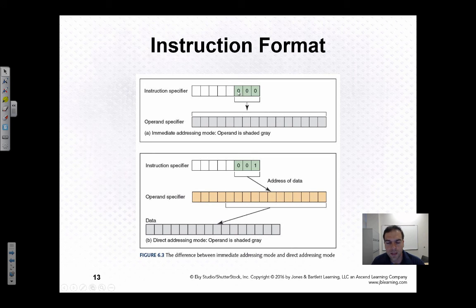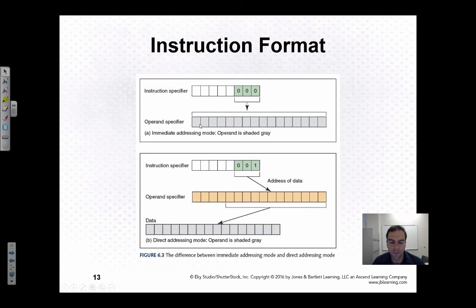The first is specified by a pattern of all zeros, and that means we're using immediate mode addressing. That means that the data we need to operate on is stored directly here in the operand. So if we're going to add something to register A, the thing that we would add is what's stored here in the operand.